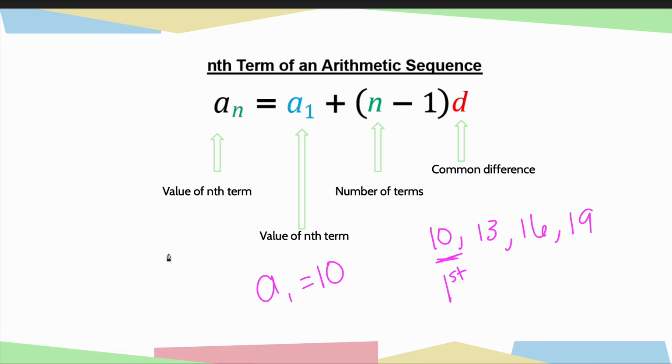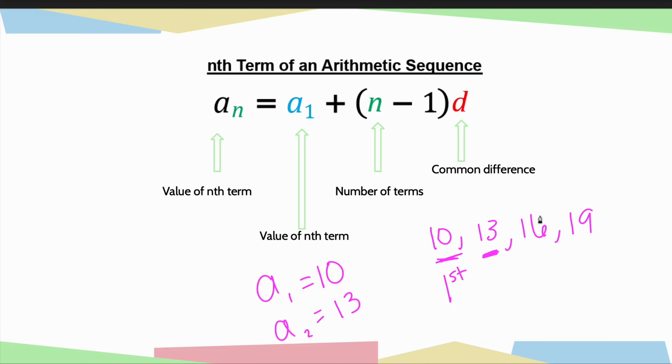A sub n, actually, n is a variable, right? So that would be the value of just the nth term. So we could let n equal something, right? So in this case, this would be my second term, this 13. So I would say A sub 2 is equal to 13 because 13 is in the second position, right?